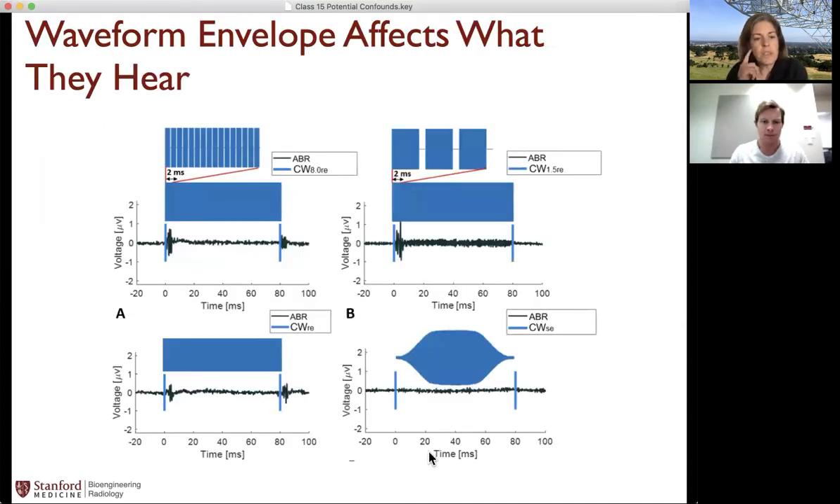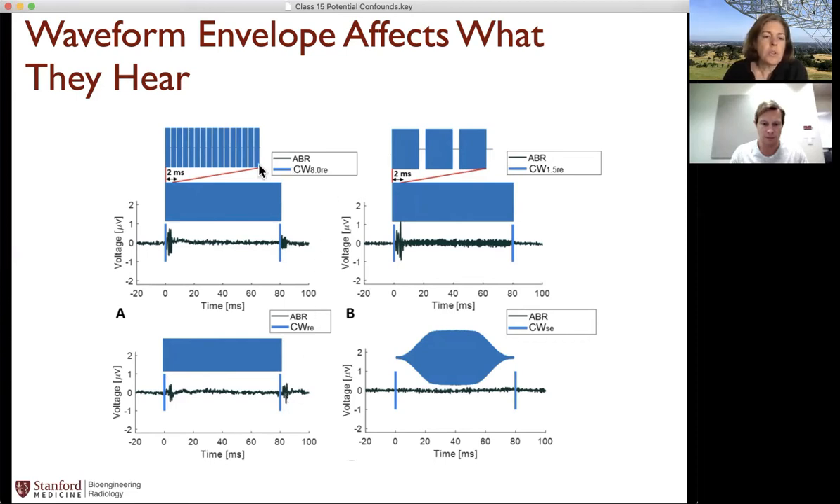Okay, so we went one step further in order to look at, well, what is it about the waveforms? So we looked at 4 different waveforms here, and most of our experiments had been a continuous wave with a rectangular envelope. And so that meant that it was just on for 80 milliseconds straight, and the envelope was rectangular, and that it went sort of instantaneously on and then instantaneously off. And what we see is that there was a response right after the on, and you can see that this is the ABR here, and then also with the off, there's an ABR.